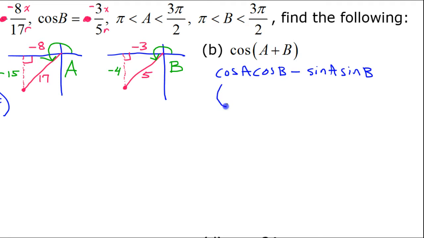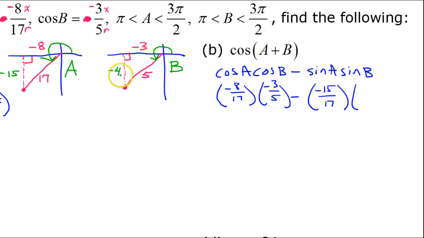Okay, so the cosine of A is negative 8 over 17. The cosine of B is negative 3 over 5, minus sine of A, which is negative 15 over 17. Sine of B is negative 4 over 5. So it's just a matter of evaluating this.